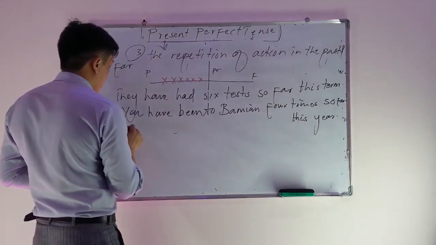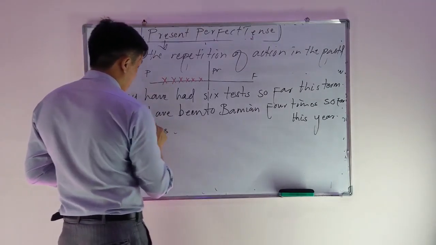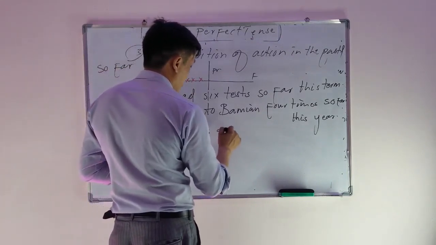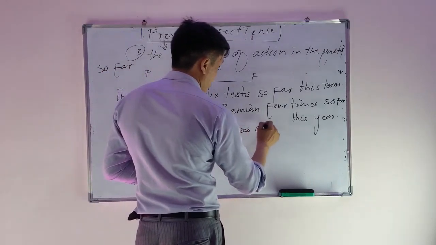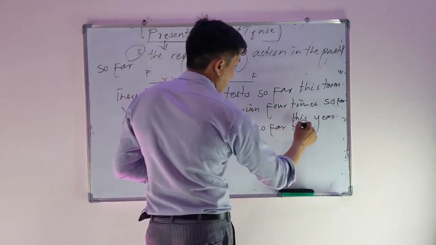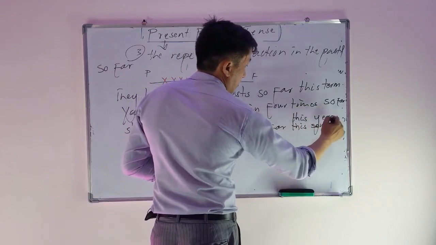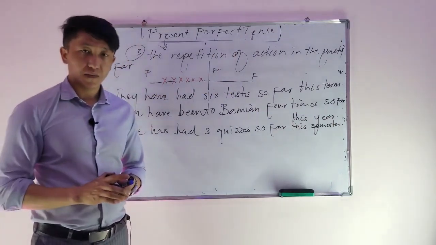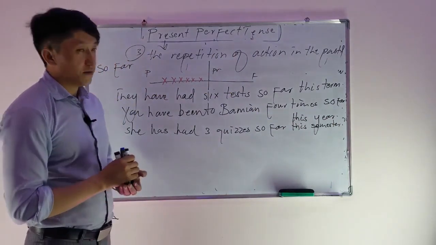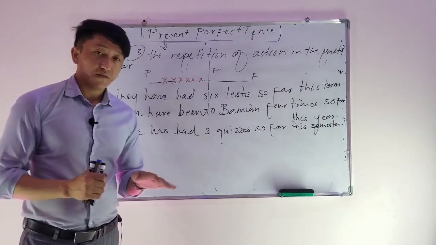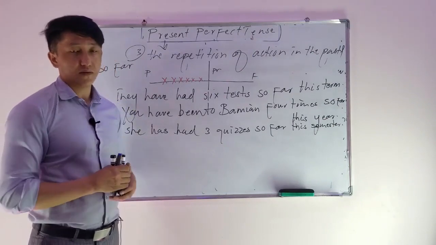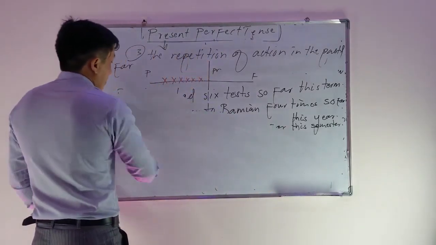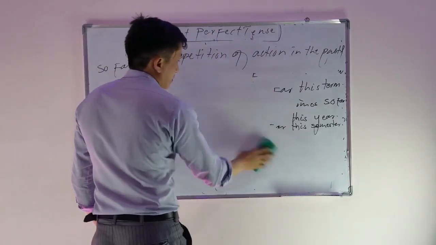Or the next one, she has had 3 quizzes. She has had 3 quizzes so far, so far this semester. So this action of having quizzes happened 3 times this semester. Now, for the duration of an action from past up to now, and for the repetition of an action in the past, from past up to now, we also use present perfect tense. Now, this is all about the usages of the present perfect tense.